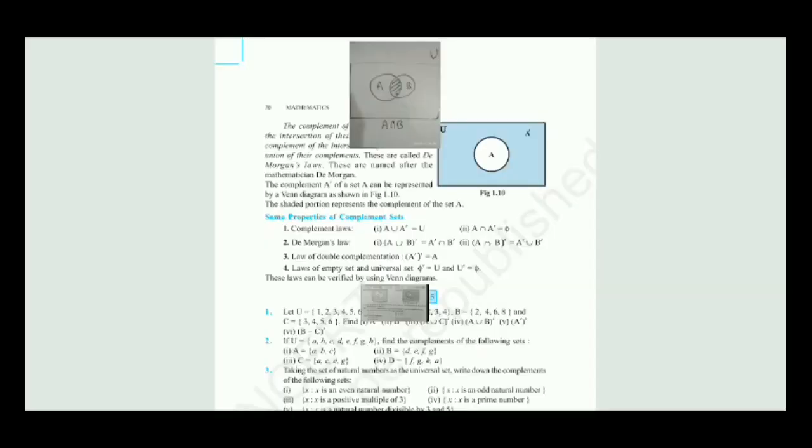So with this, I have completed exercise 1.5 and one question is left. Seventh question, you will try yourself, the same one. And please students, do written practice.